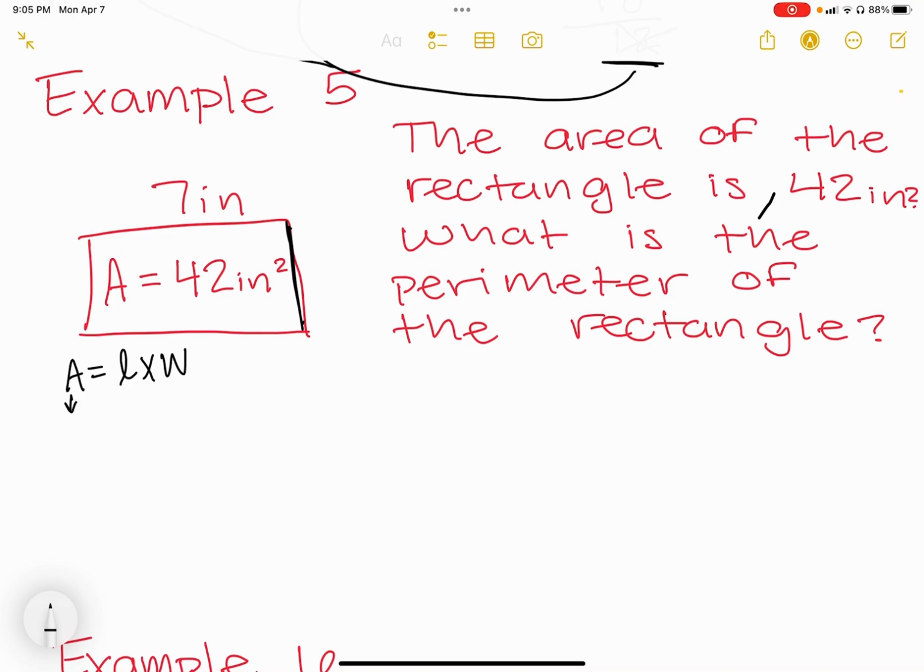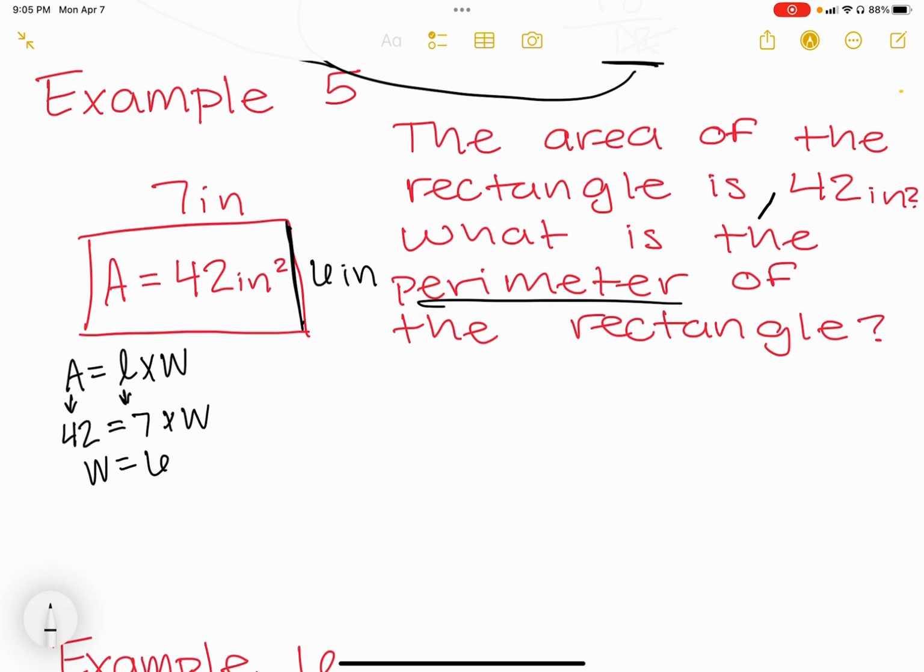I'm going to replace the area with 42. I know that my length is 7. I do not know what my width is yet, so I know that 7 times something has to give me 42. I know that 7 times 6 is 42, so that means that W would equal 6, so my width is 6 inches. Now I can work on finding the perimeter of the rectangle.